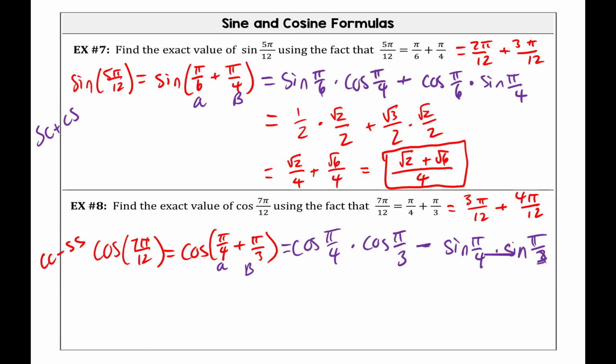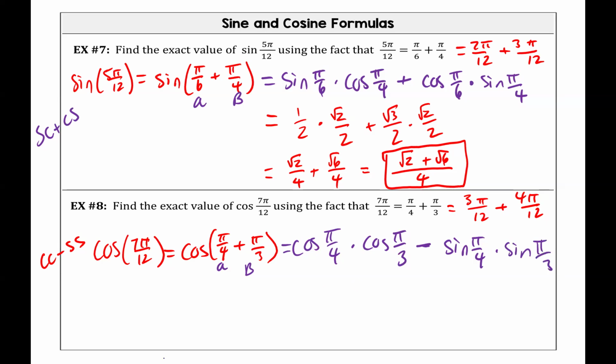Sine of pi over 3. I will fix my pen at some point. This will be equal to cosine pi over 4 cosine pi over 3, minus sine pi over 4 times sine pi over 3.